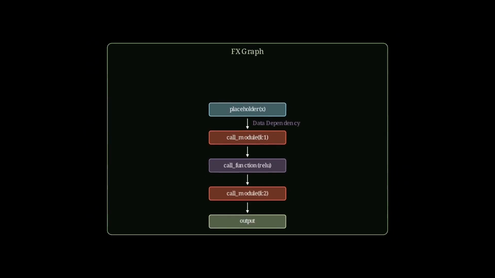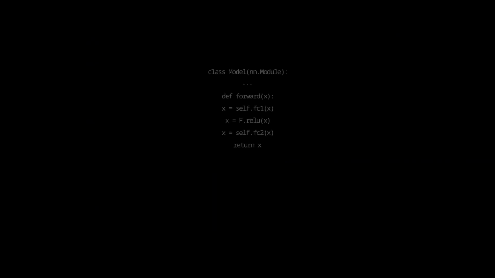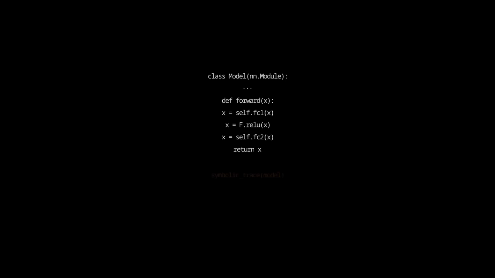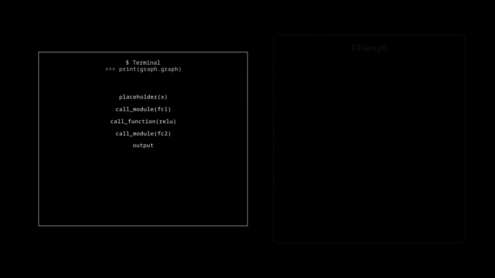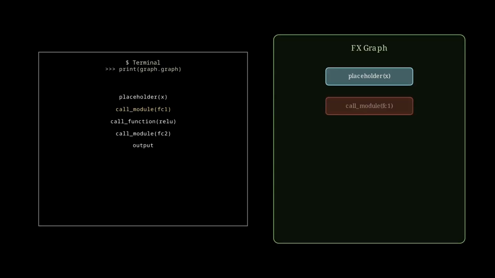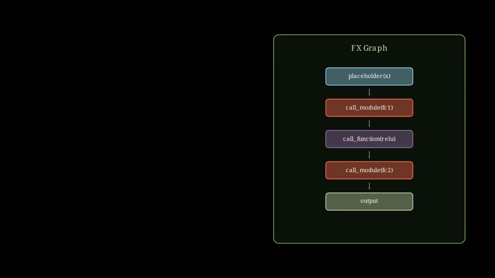Suppose we have a linear layer followed by a ReLU activation and followed by another linear layer. Even though we wrote this as regular Python code, the FX graph represents each of these tensor operations as individual nodes connected together. Every node represents one operation and the arrows between them represent data dependencies. In other words, the output from one operation becomes the input to the next. This gives the compiler a much cleaner picture of the computation than the original Python ever could.